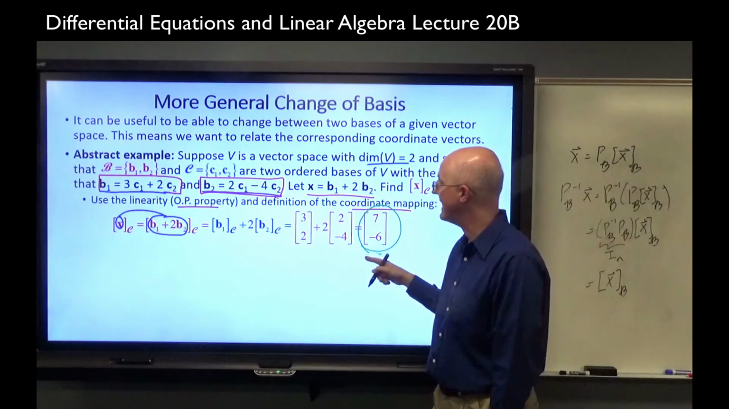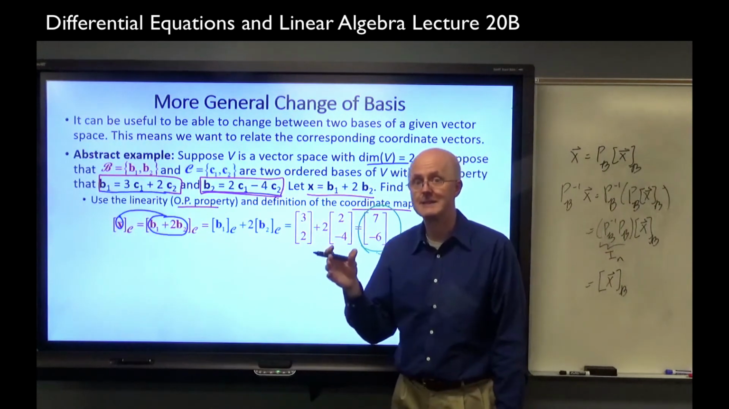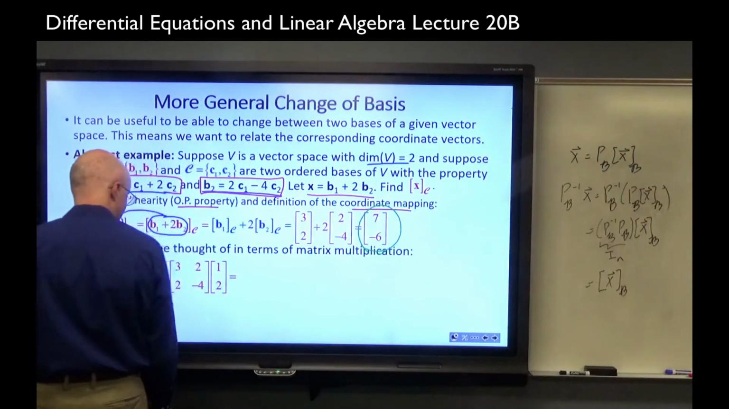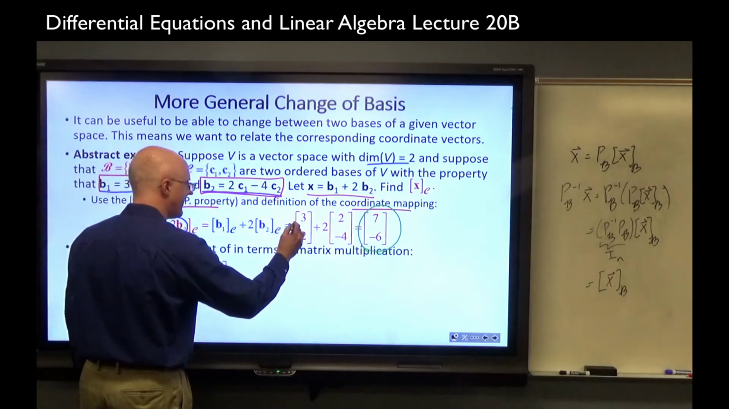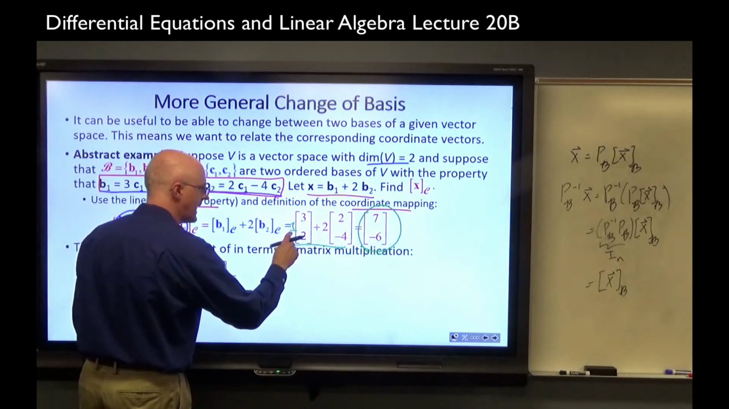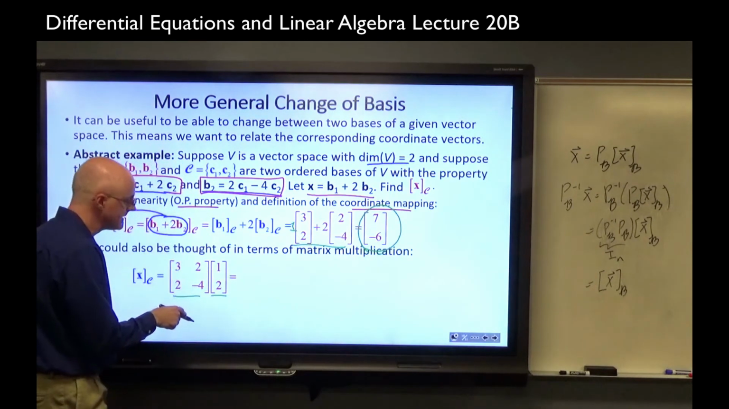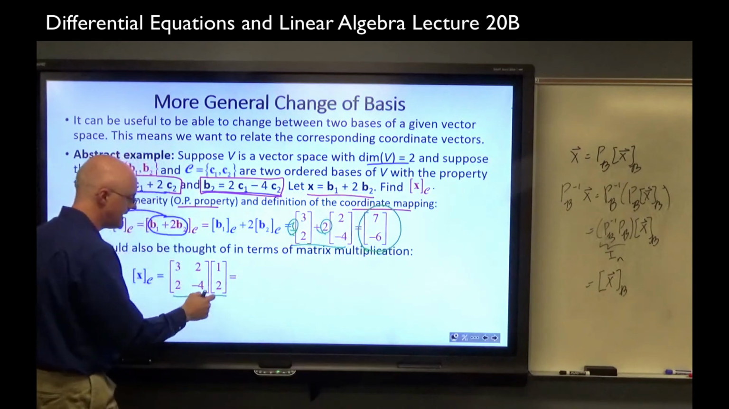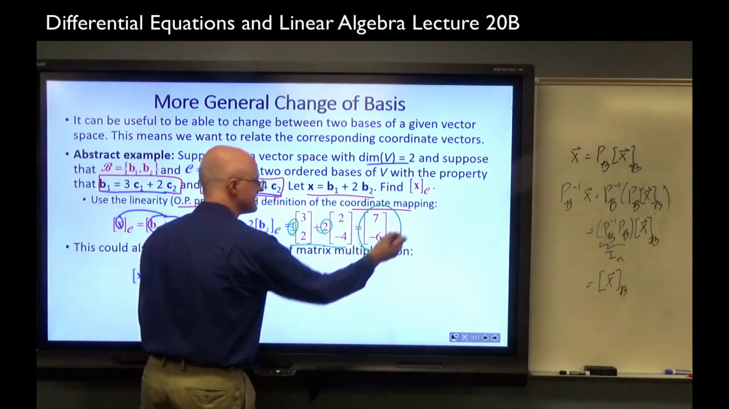And lo and behold, we have yet another linear combination of some column vectors here. This can be thought of as a matrix times a vector. This matrix times this vector. Why? Because there we have a linear combination of these two columns, 3, 2, and 2, negative 4, columns of the matrix, with the weights 1 and 2 being the components of the vector that we multiply. If you multiply this out, you'll see that you get this. Try it.